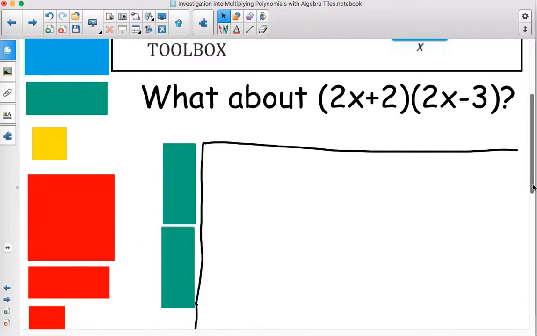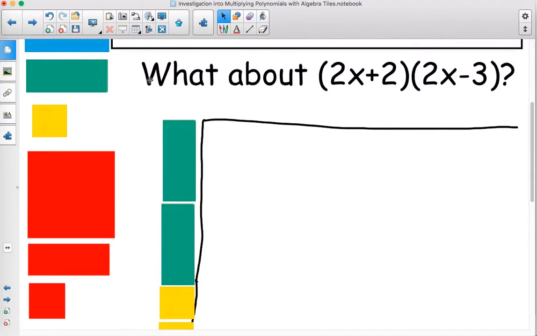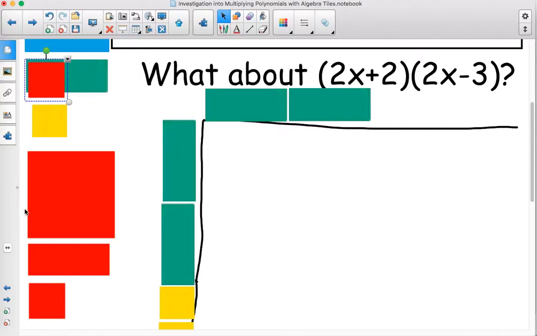There's 2 x's and I need 2 yellows to get my dimension on this side. Now over here I need 2 x's, and then how many 1's? I need 3 of them, but they shouldn't be yellow, they're going to be red because they're negative. So a negative, a negative, and a negative. And now I've laid out my dimensions. One of them is 2x plus 2, the other one is 2x minus 3.